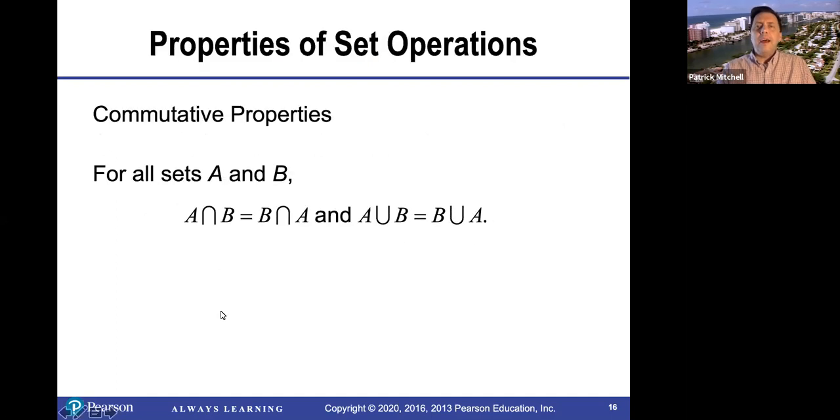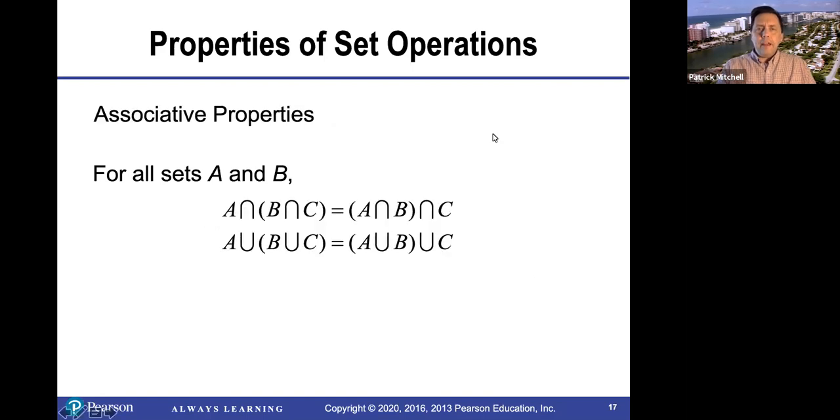Whew. All right, a few properties of set operations. First of all, intersection and union are commutative. It does not matter the order you write the sets. And I think that makes a lot of sense, doesn't it? If you're talking about all elements that belong to both A and B, that's exactly the same thing as saying all elements that belong to B and A, right? And the same thing for union. Everything that belongs to A or B is the same as everything that belongs to B or A.